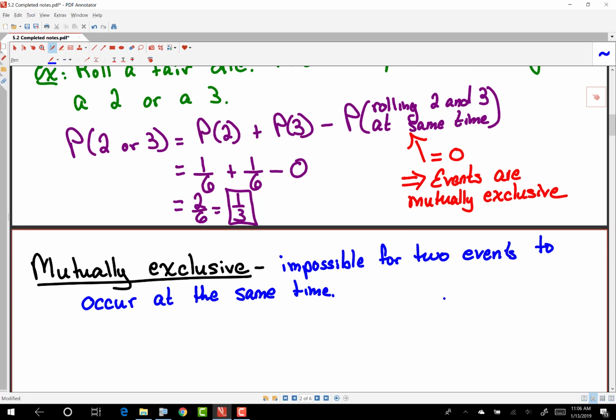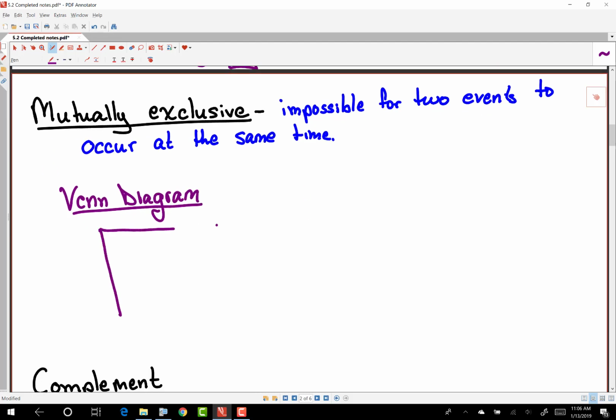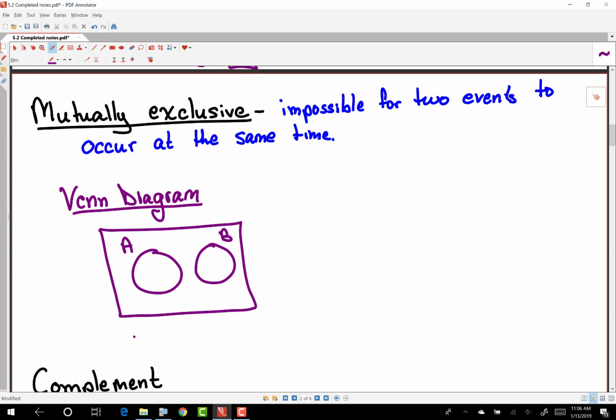We can look at this in terms of a Venn diagram if you're more visually inclined. So with a Venn diagram, what we're saying is when they're mutually exclusive, if this circle represents event A and this circle represents event B, there's not going to be any overlap at all. They're two totally separate events. So that would mean that these are mutually exclusive.